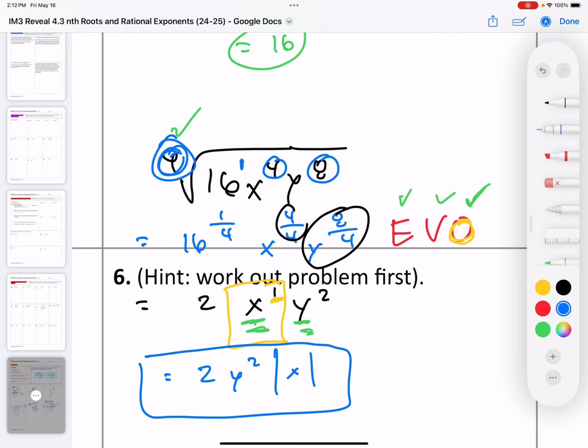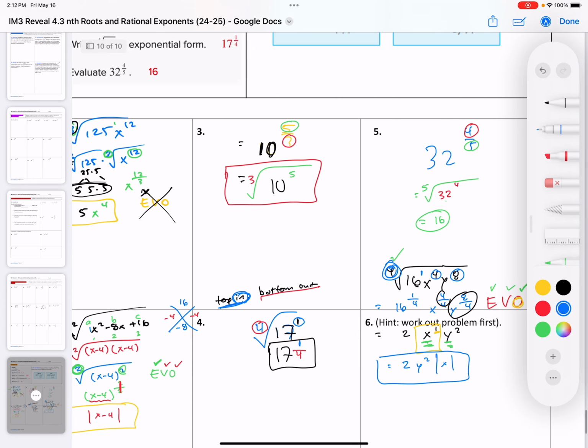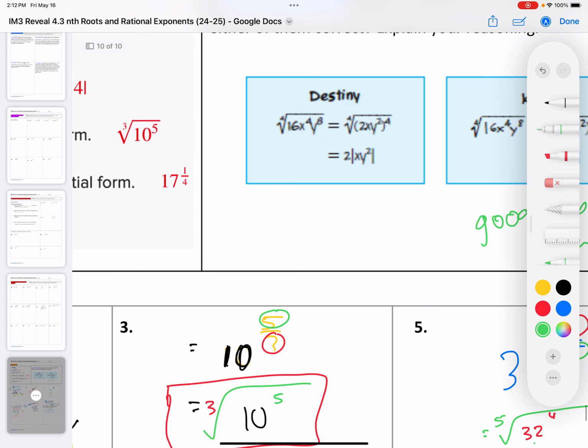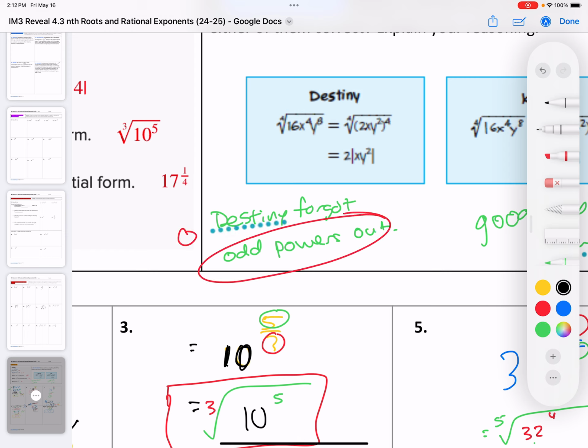Okay, so the mistake one of the students made, who is correct? Kimmy's correct. Good job, Kimmy. Okay. What was Destiny's mistake? Destiny forgot about EVO. Destiny forgot odd powers out. Okay, that's essentially the O in EVO. Destiny thought that the y squared is in there, and it should not be.